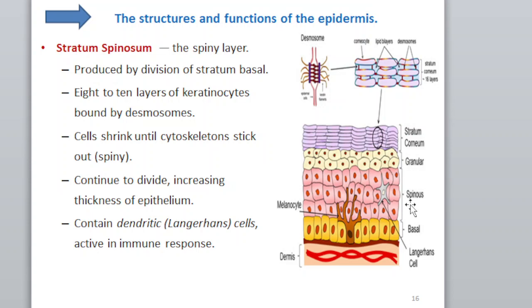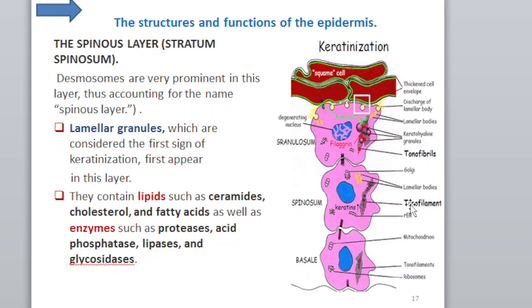Next slide. Stratum spinosum, the spiny layer. Desmosomes are very prominent in this layer, thus accounting for the name spinous layer. Lamellar granules, which are considered the first sign of keratinization, first appear in this layer. They contain lipids such as ceramides, cholesterol, and fatty acids as well as enzymes such as proteases, acid phosphatase, lipases, and glycosidases.